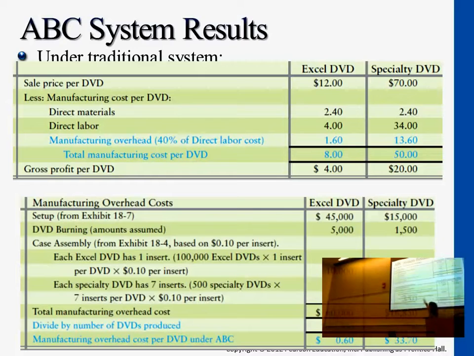Remember, we told you that now we have 100,000 Excel DVDs. This is our goal. We want to produce this. So how much would be the unit cost per setup? 45 cents. You just use 45,000 divided by 100,000, right? What about burning cost? 10 cents.